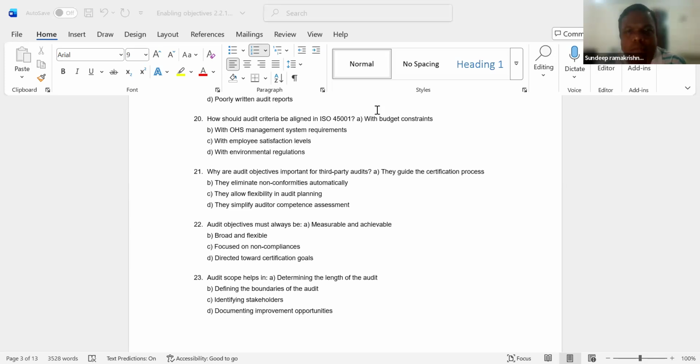Why are audit objectives important for third party audits? It should be A, the guide for certification process. My answer is C, sir. They allow flexibility in audit planning. Really? Why not A? It also seems correct.